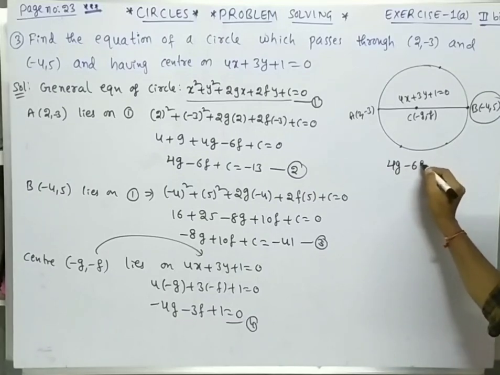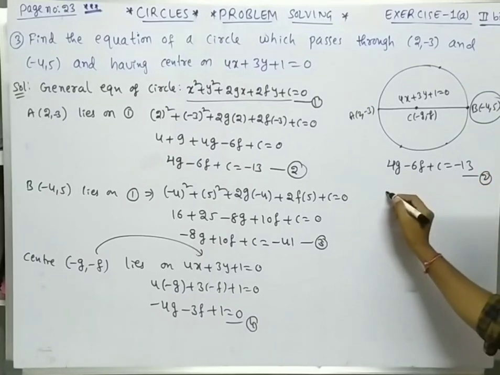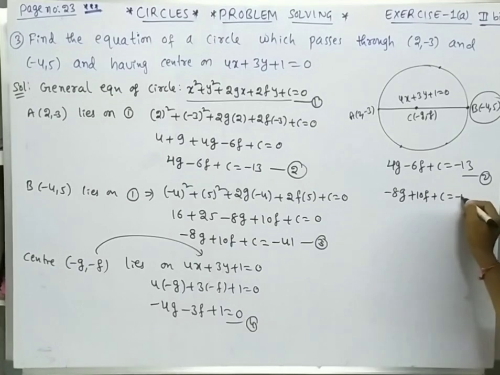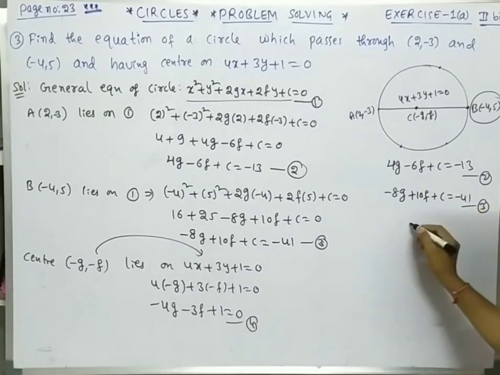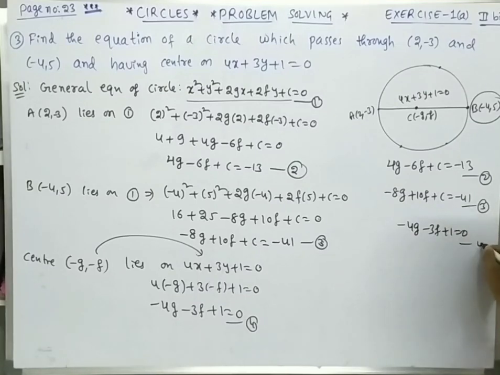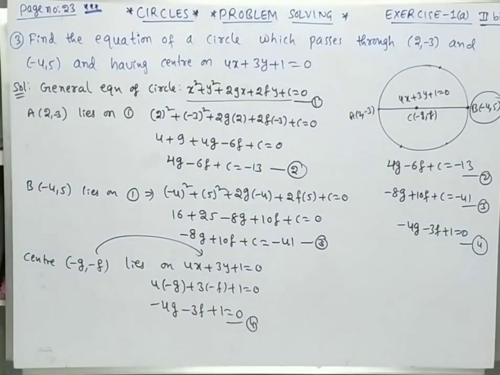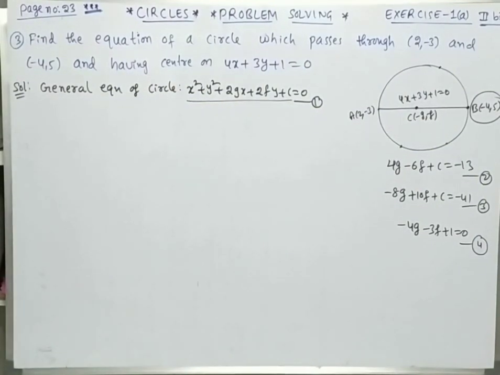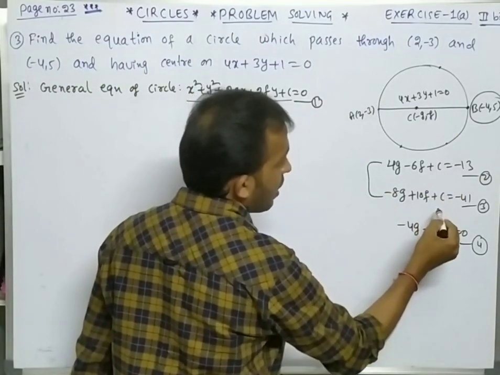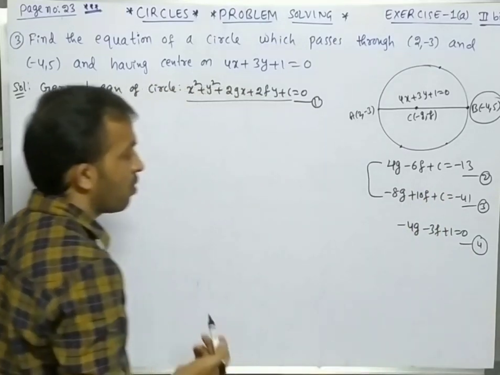Okay, so what is the second equation? 4g - 6f + c = -13. This is the second equation. Next, -8g + 10f + c = -41, equation number 3. -4g - 3f + 1 = 0, equation number 4. Okay, so these are the equations we got. Now solve these two equations. c will get cancelled, and you will get an equation in terms of g and f. Then again solve with 4.